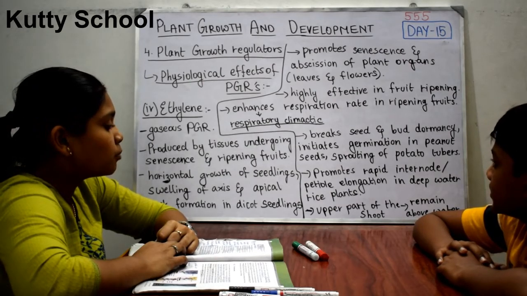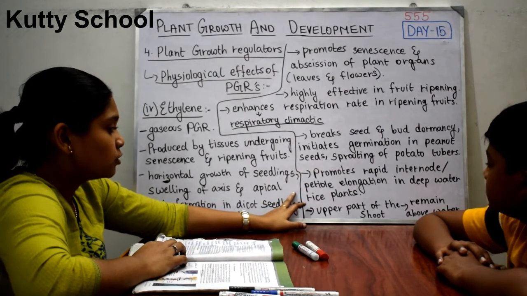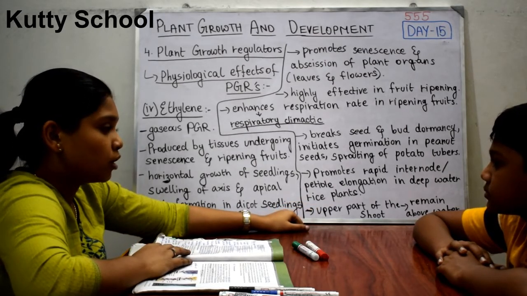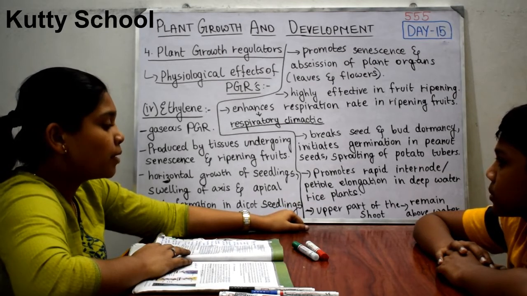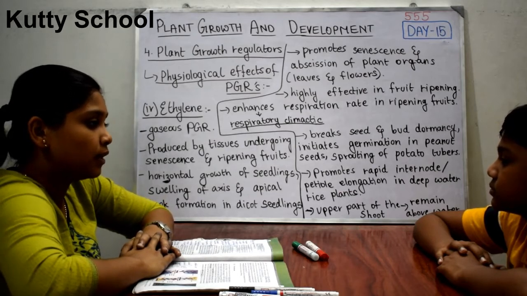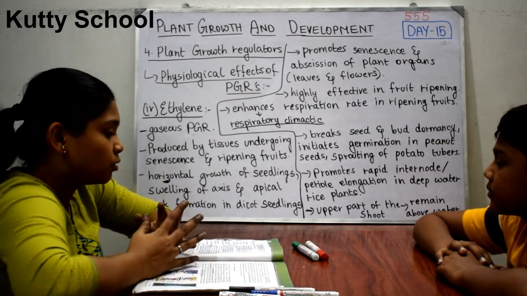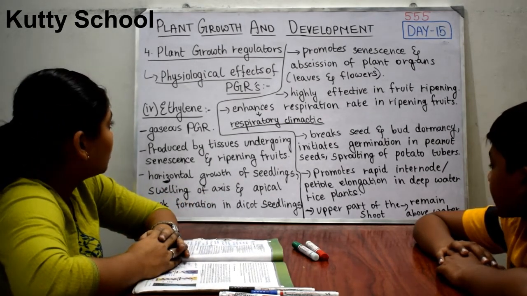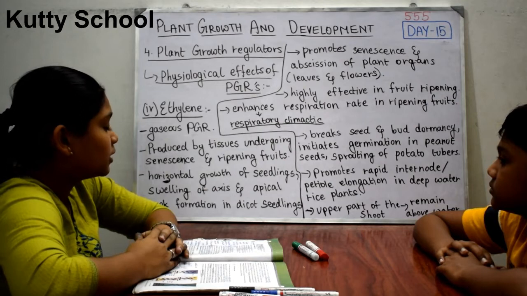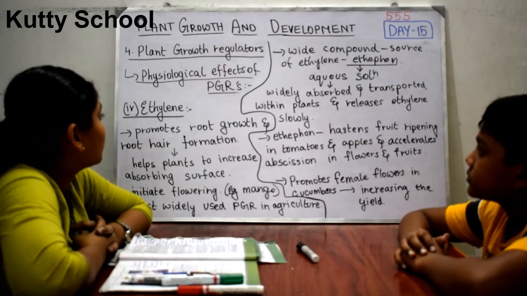And it promotes rapid internode or petiole elongation. So the petiole or internode elongates by the application of ethylene in deep water rice plants. So the upper part of the shoot or the leaves in aquatic plants, by the application of ethylene, the upper part of the leaf or shoot remains above the water. So we have discussed some characteristics of ethylene. Next we'll discuss more characters of ethylene.